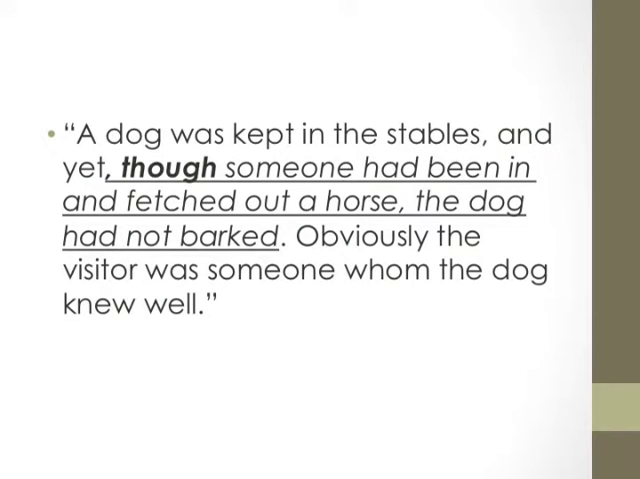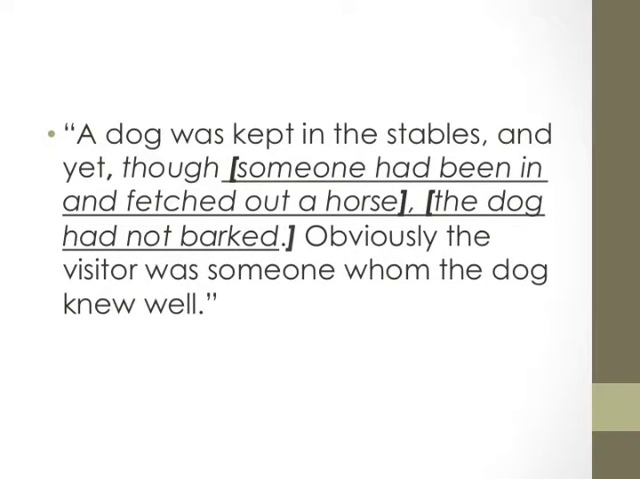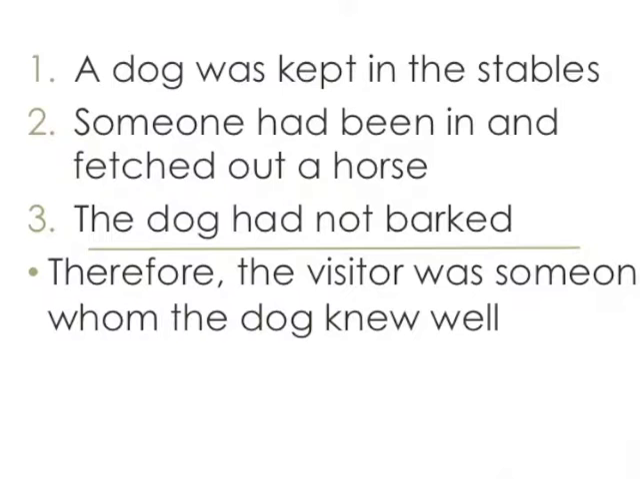The next statement is underlined here. Notice that it begins with "though." But here, what it does is that it indicates that the statement is somehow composed of 2 contrasting parts, one being "someone had been in and fetched out a horse," and the second being "the dog had not barked." There are 2 things to note here. First, that the word "though" can be left out of the standard form. Second, we can take each part of the complex statement as if it were a separate premise. We don't necessarily have to do this, but I think it makes clearer what's going on. So, we are ready to set the argument in standard form. Here it is.